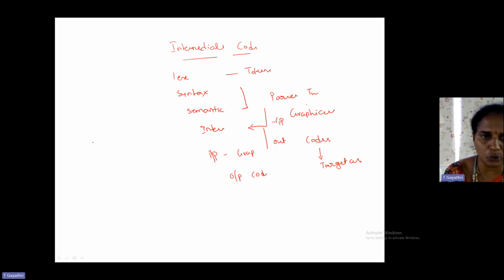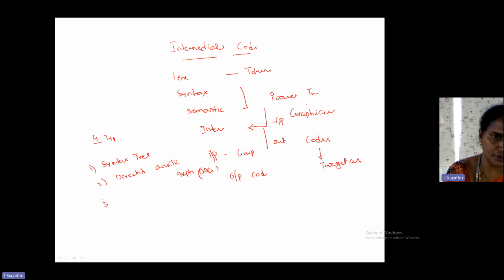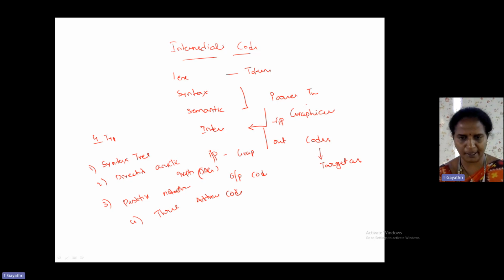Now, how can this code be represented? There are four types of representations. One is the syntax tree, and the second one is the directed acyclic graph, which is also called DAG. The third one is postfix notation, and the fourth one is three address code. I will explain these four with an example.